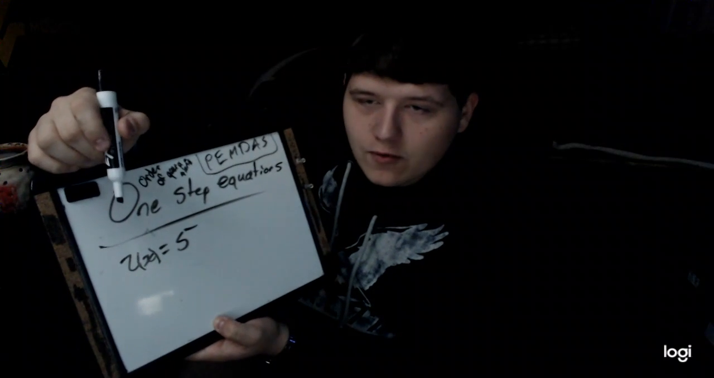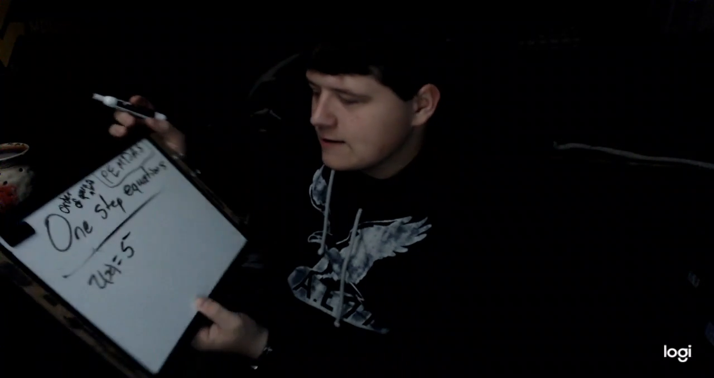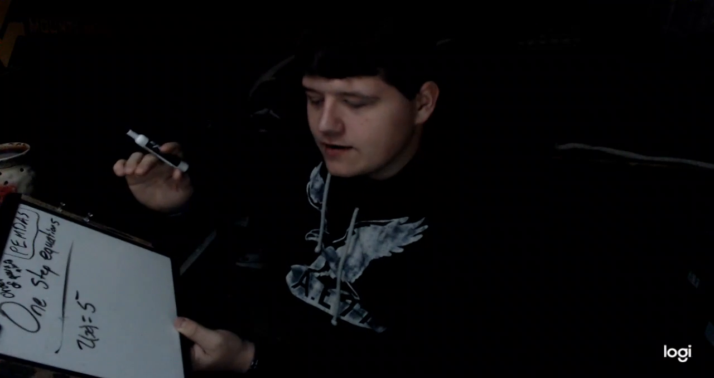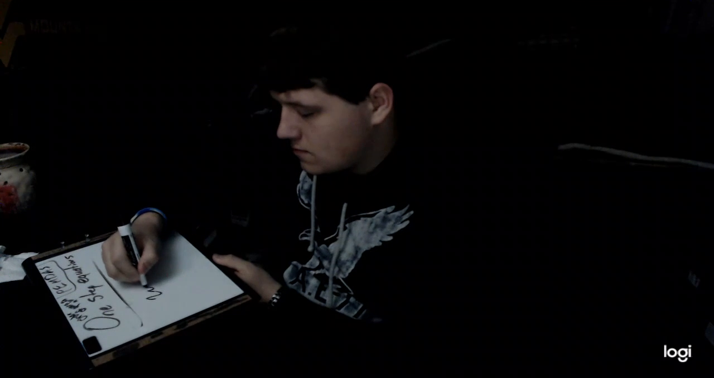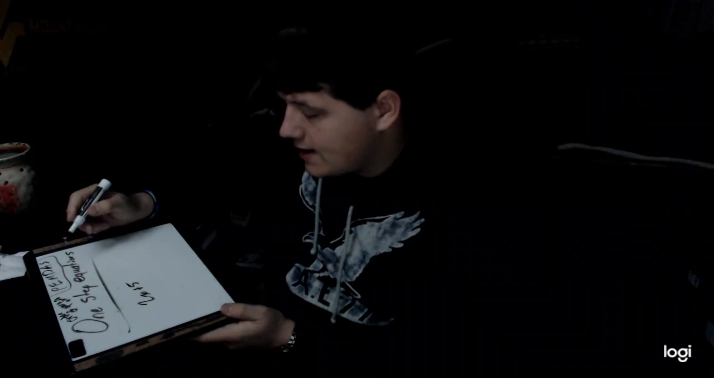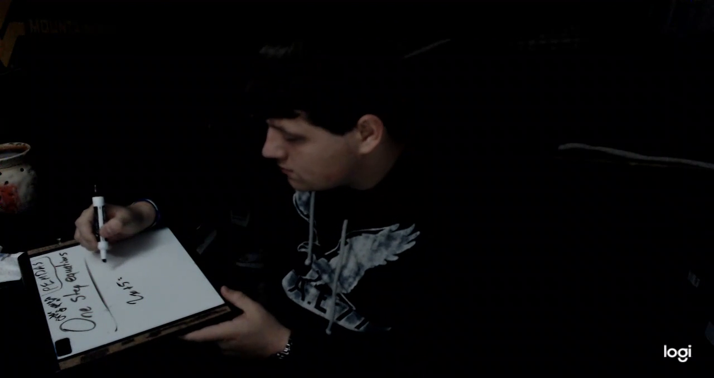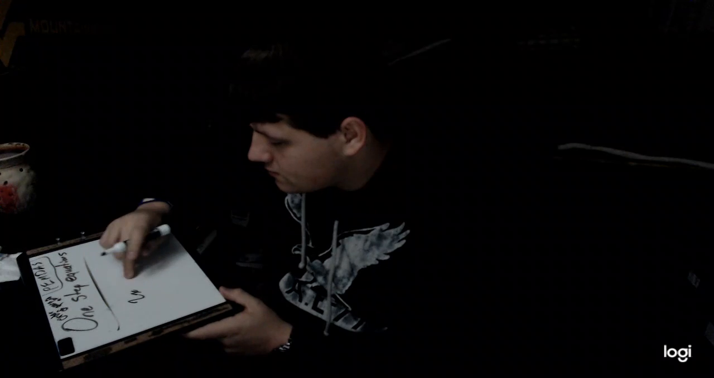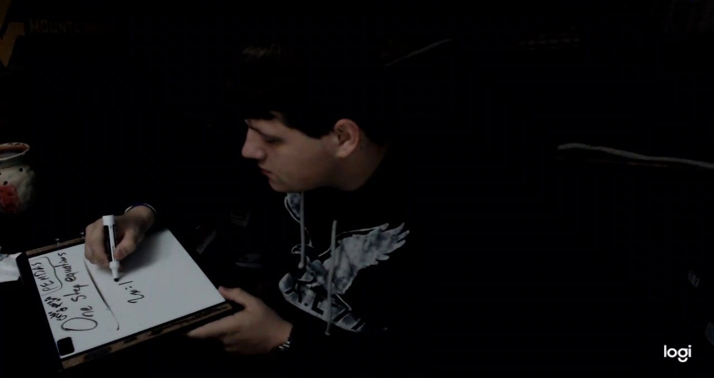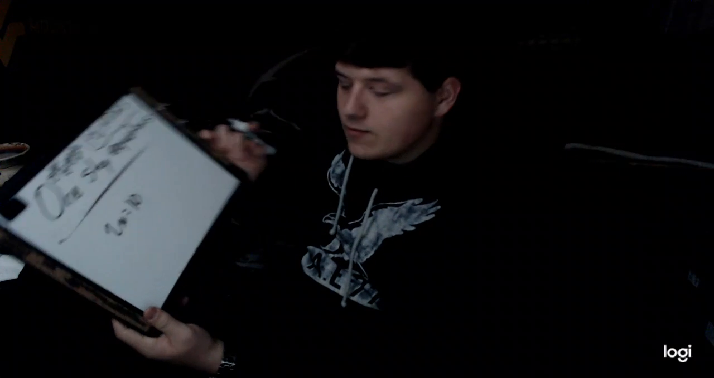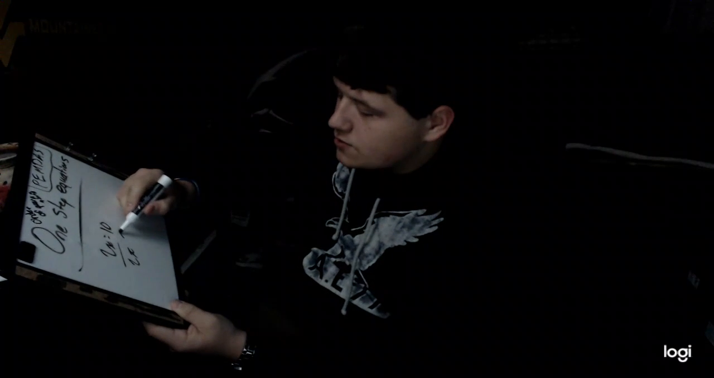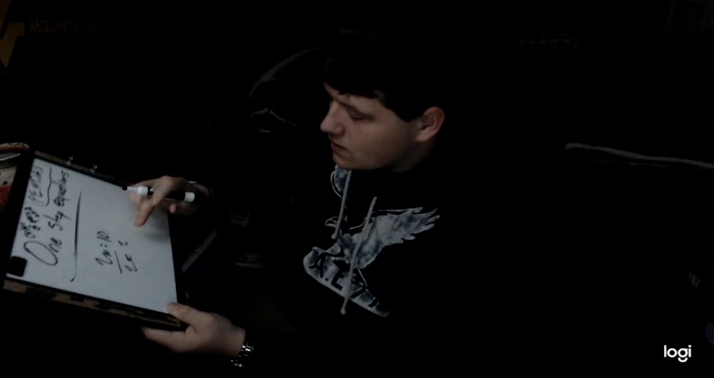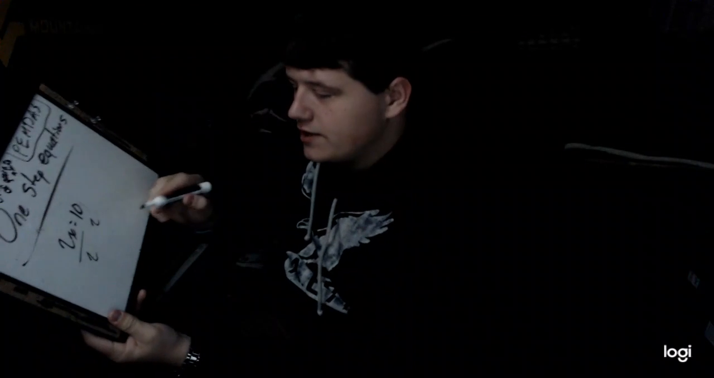So first in the equation, what we're going to look at is that 2 is being multiplied by x. So we're going to reverse here and do the opposite of what is happening. So we have 2x equals 10. Okay, so it's being multiplied, so we're going to do the opposite and we're going to divide by 2. Divide by 2 here, dividing 10 by 2.